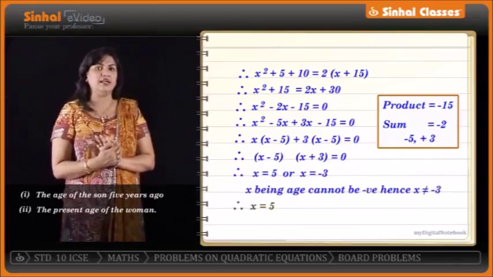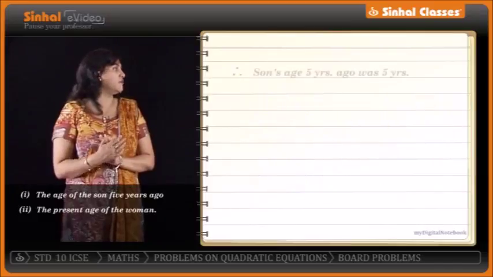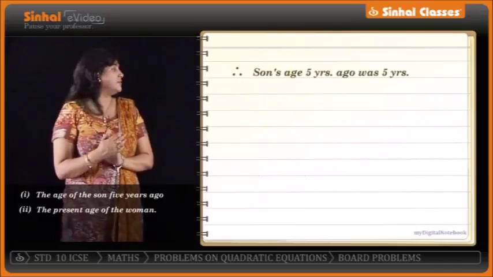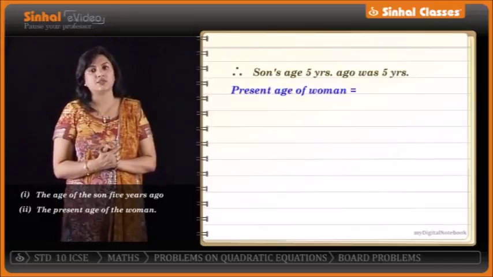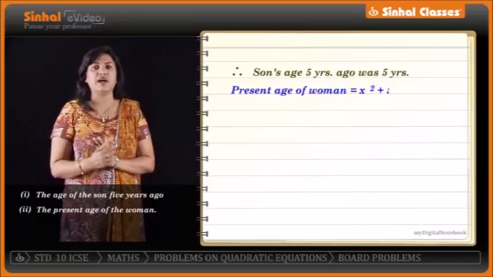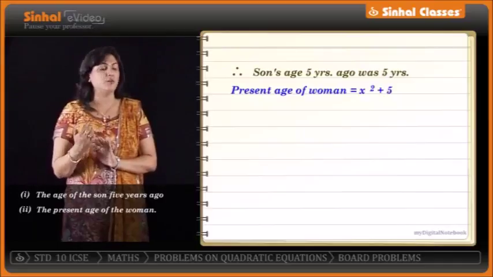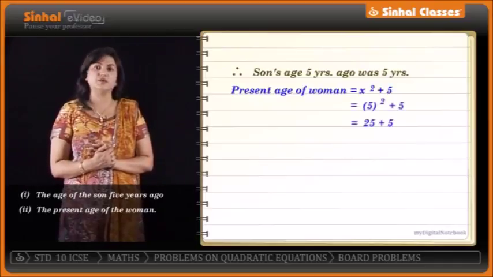So son's age 5 years ago was 5 years. Now we want the present age of the woman, that is x square plus 5. So we have 25 plus 5, which is equal to 30 years.